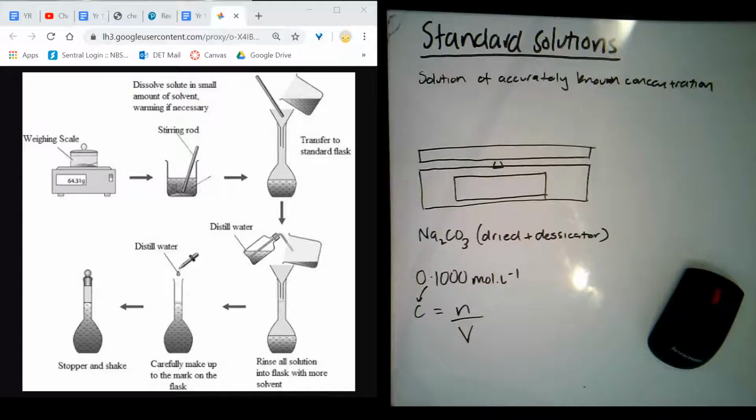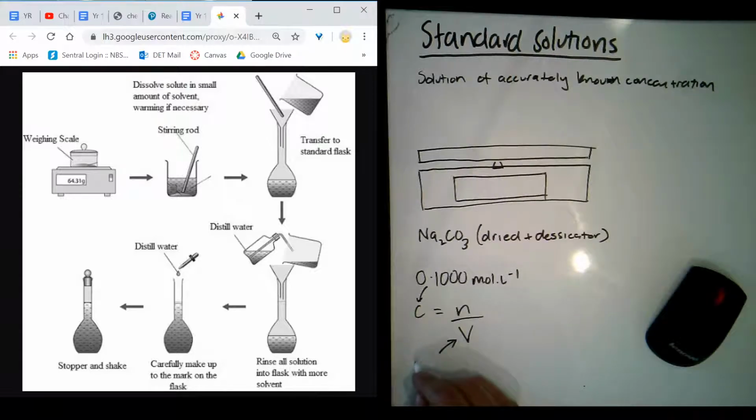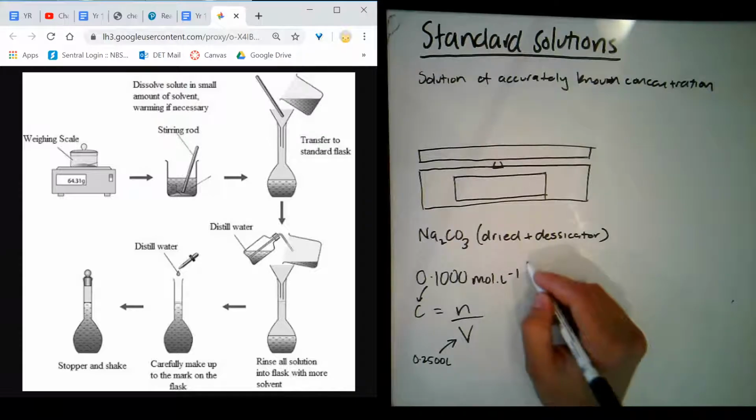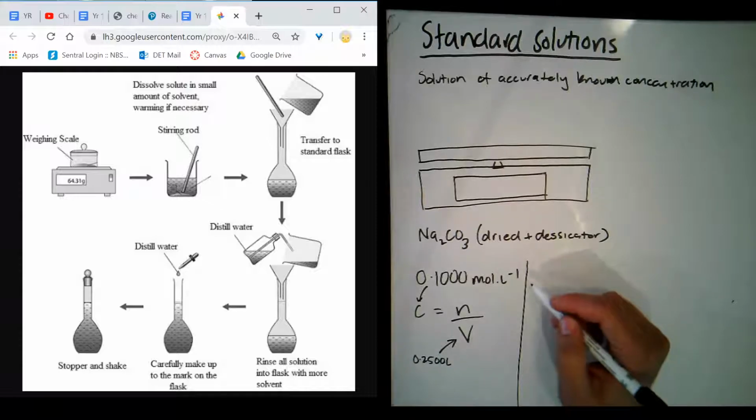We've got to work out how much of it we want to make up. So really commonly in the lab, we have these things called volumetric flasks, which I'm about to talk about. You can see them in a diagram here. They've got a really long neck. Commonly, these are 0.250 liters. They're a very accurate piece of glassware. So the only thing that we need to work out now is the number of moles that we're going to require to produce this 0.1000 mole per liter solution.